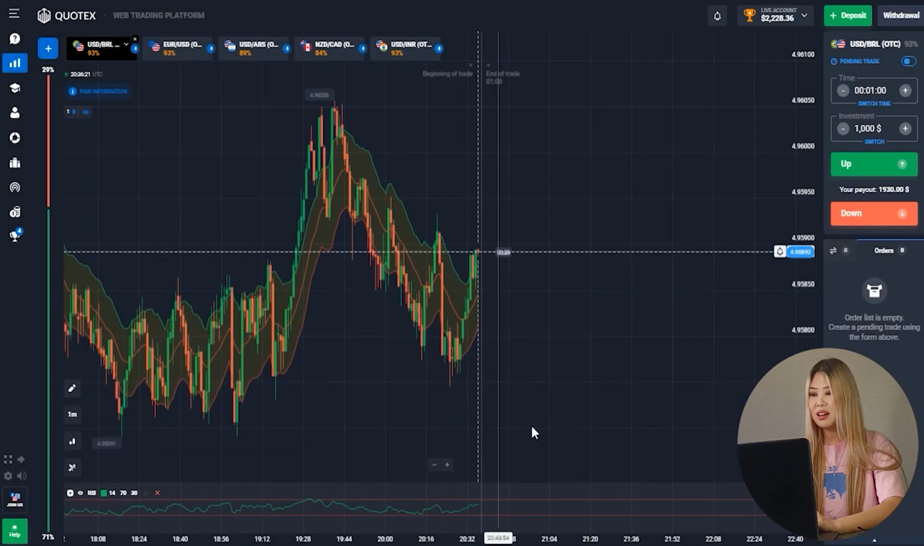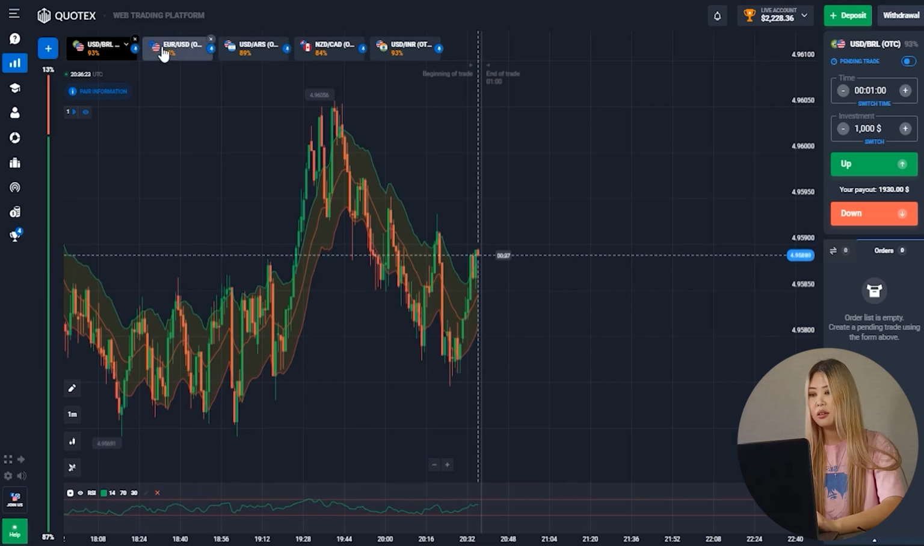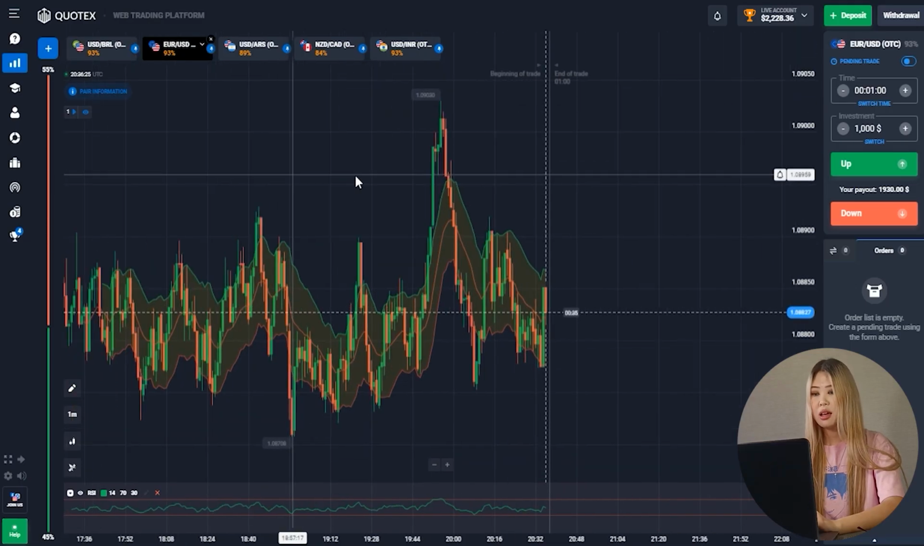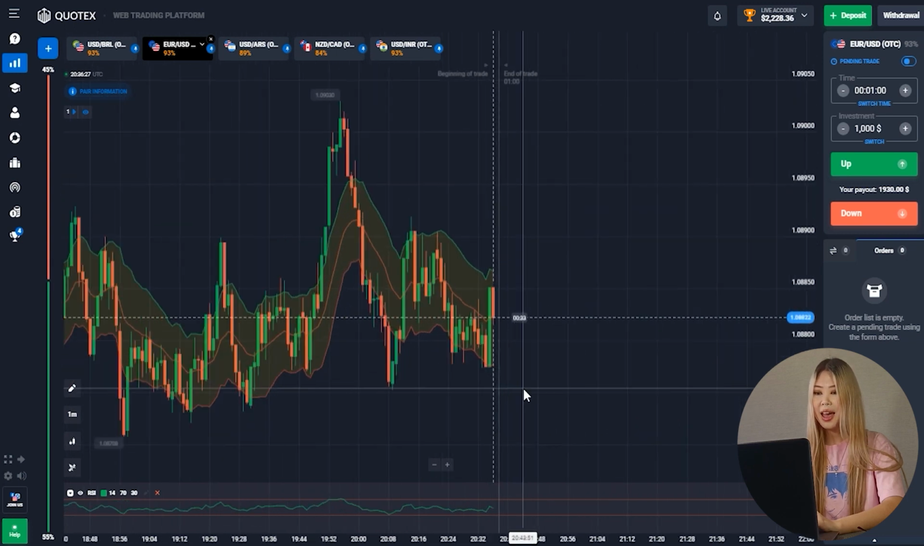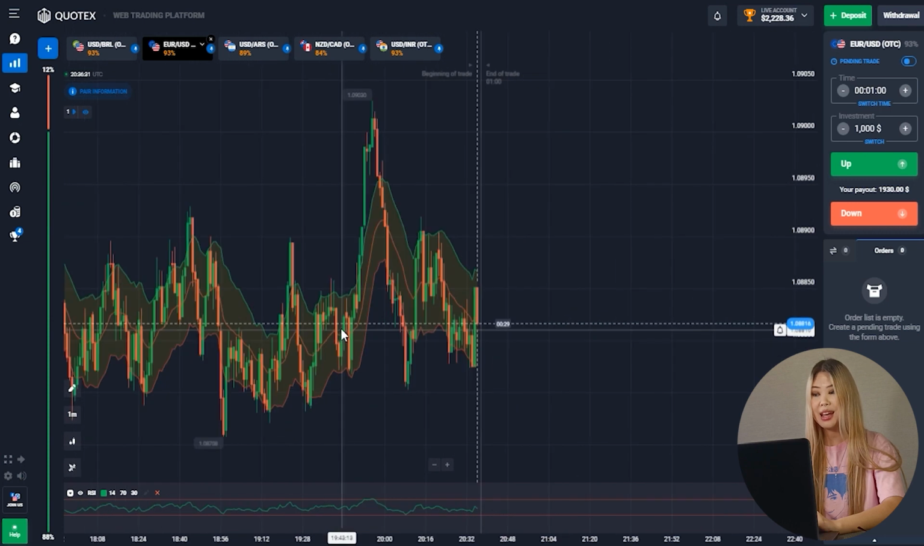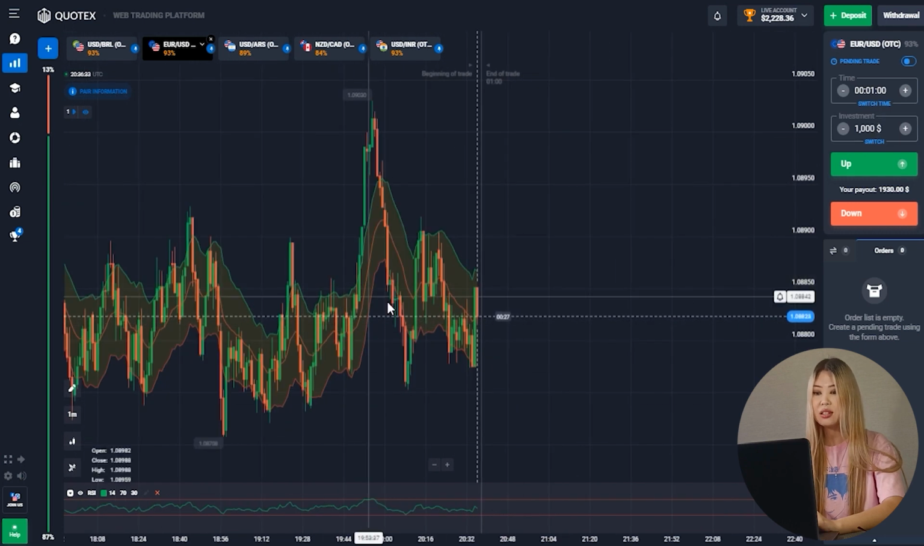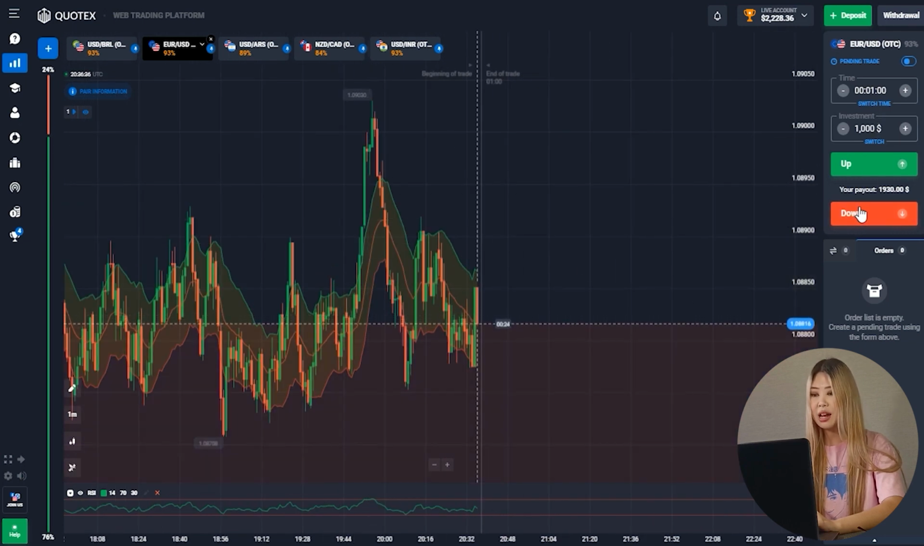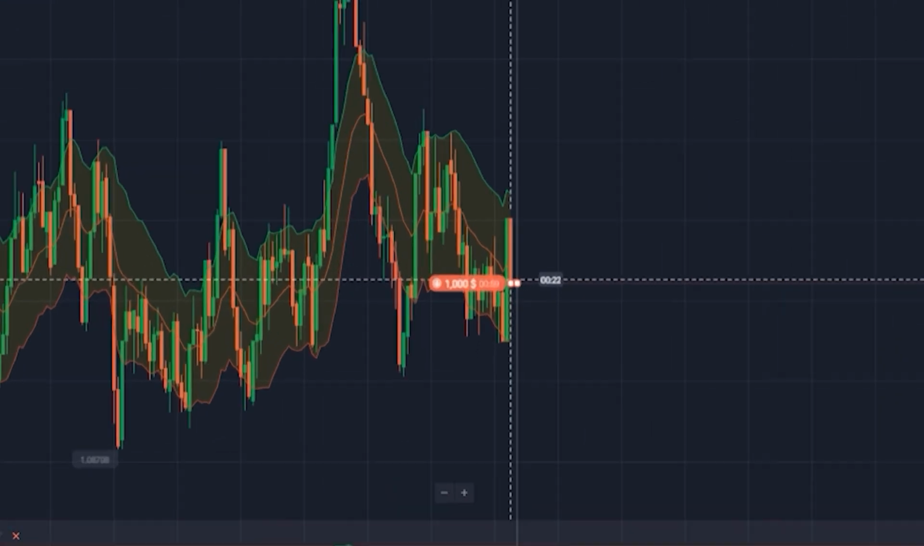We might notice, I don't think this level will be broken, but let's move on to the euro and US dollar and see what's going on in here. And yes, again we see the price continues to trade flat, and I think the price will continue its downward movement. So trade down. Let's go.